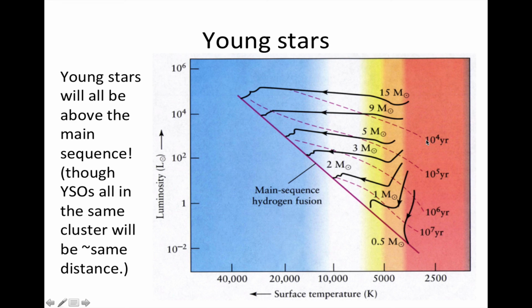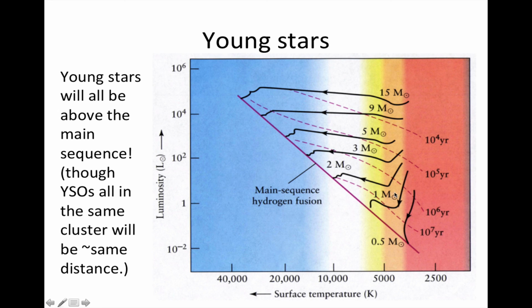So when the cluster is around 10 to the 4 years old, all of the stars will be here. So the 15 solar masses, the 9 solar mass guys will be well on their way, chugging along to the main sequence, but all of the low mass stars will still be condensing. By 10 to the 5th years, you have 5 solar masses, 9 and 15 cruising over to the main sequence, and the lower mass stars are starting to heat up as they're collapsing.